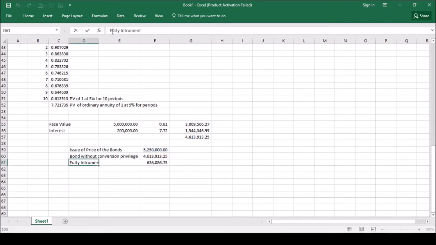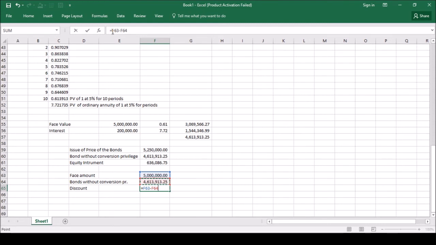In this case, the equity instrument is 636,086.75. How about, sir, the discount or the premium? In this case, same as before. Let's get the face amount of the bond, which is 5 million. And then the bonds without the conversion privilege, which is 4,613,913. So, the discount of the particular bond is the difference between the face amount and the bonds without the conversion privilege, which is 386,086.75.